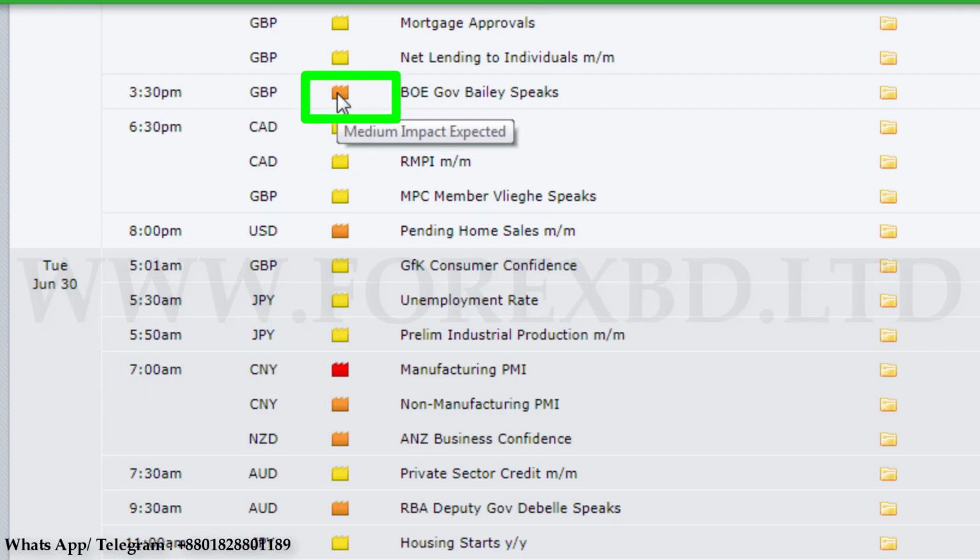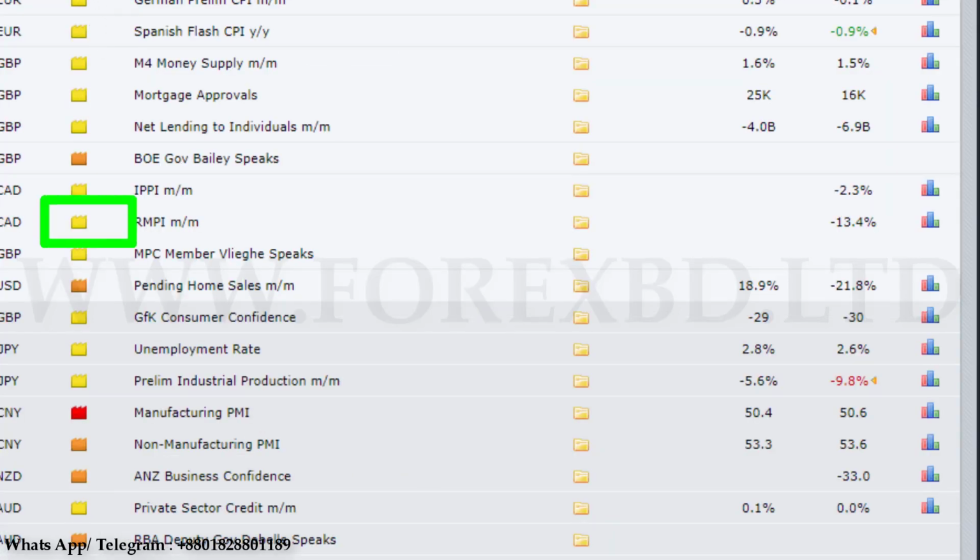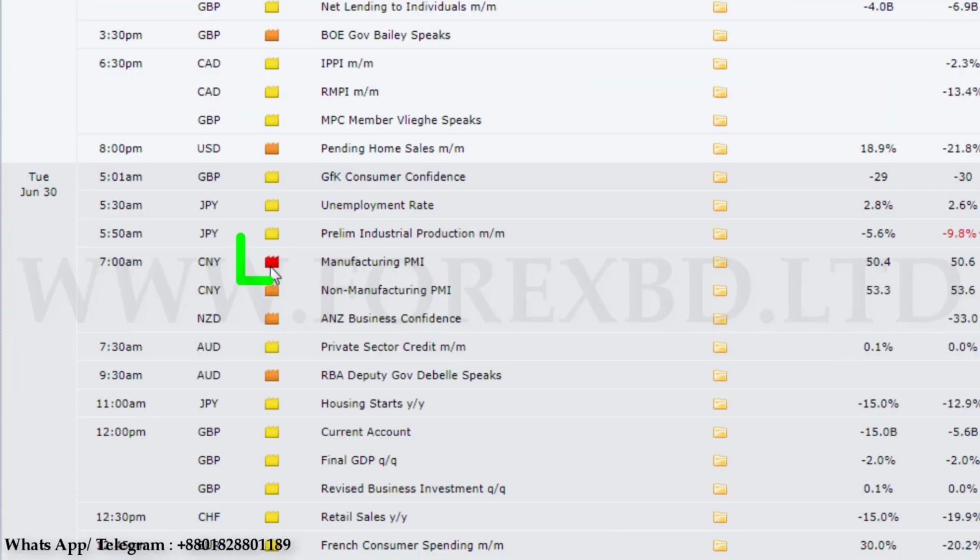Then you see the orange sign. This is the medium impact. Then you can see the yellow sign. This is the low impact. Don't trade during the high impact. I say again, don't trade during the high impact.